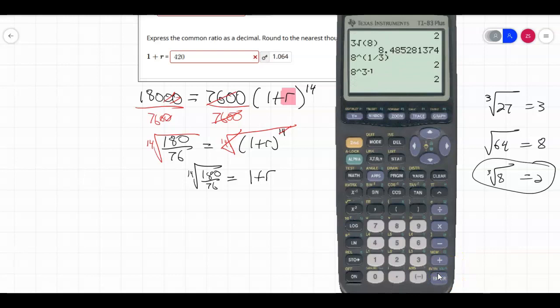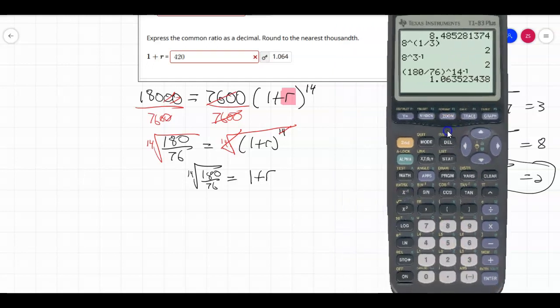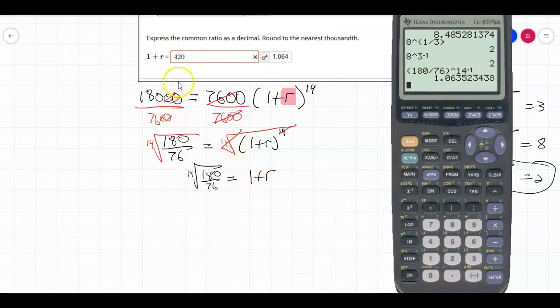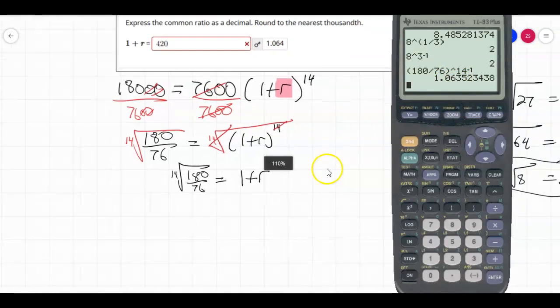Same result. So parenthesis 180 divided by 76, close parenthesis. This I need to have in parentheses because it's all under this 14th root. I can raise it to the 14 reciprocal and get the 14th root. This is 1 plus r, 1.064 rounded to the nearest thousandth. There's our first answer.